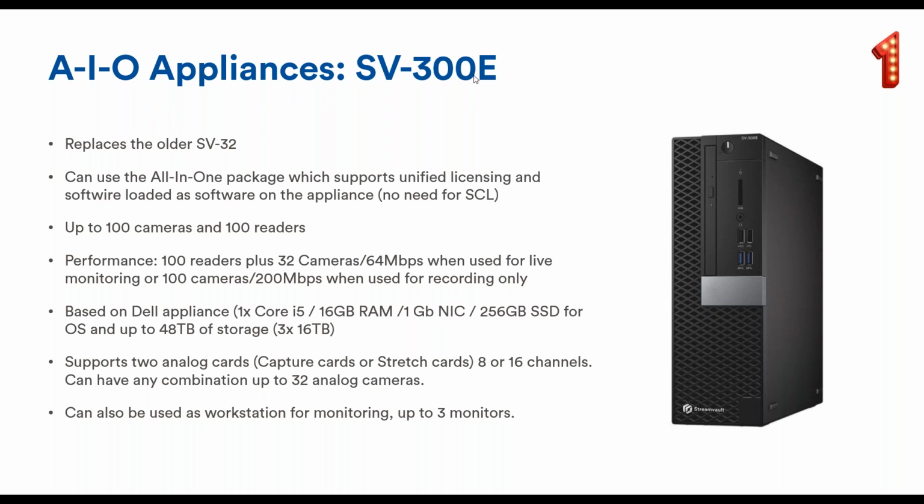The SV300E, which is the next model, will allow a bit more capabilities. So up to 100 cameras and 100 readers. Again, we need to be careful. When used as an all-in-one in a workstation, you can do 64 megabit per second, which you will again probably hit before the number of cameras. If you use it as a recorder only, you will be able to go up to 200 megabit per second of recording on the appliance.